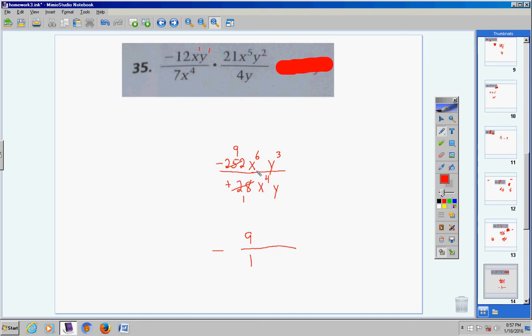I'm dividing my x's. I'm dividing like base, like base. When you're dividing like bases, write the like base up top and subtract your exponent. 6 minus 4 is 2. We're dividing like bases right here. When you're dividing like bases, write the base once and subtract 3 minus 1 is 2. Okay? So anything over 1 is just itself, so really your final answer is negative 9 x squared y squared. Negative 9 x squared y squared.